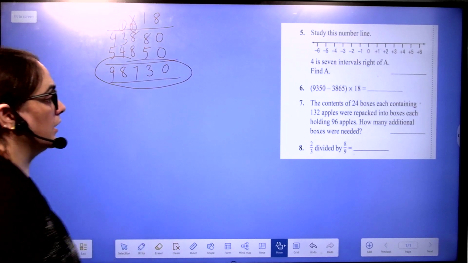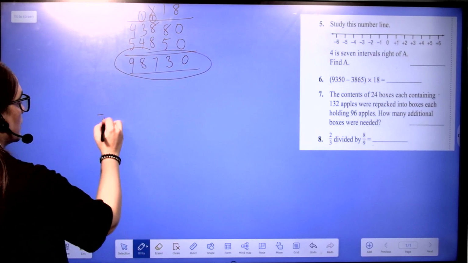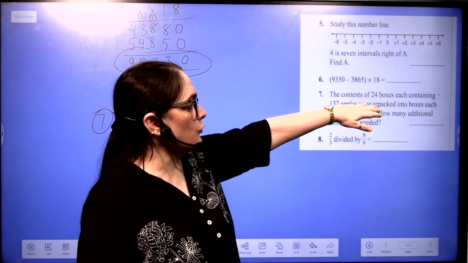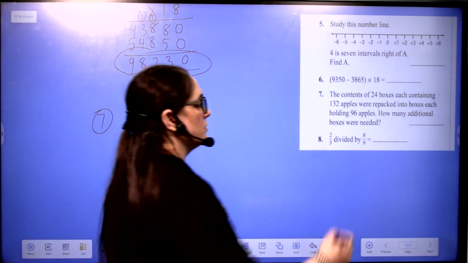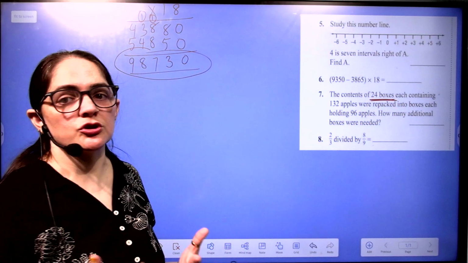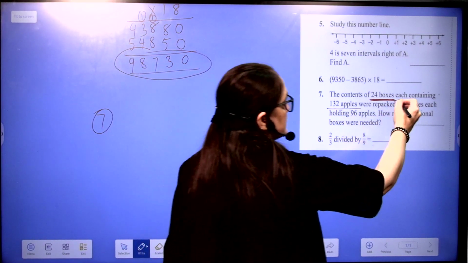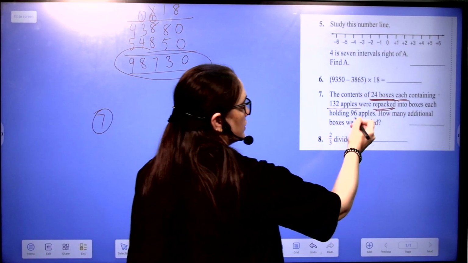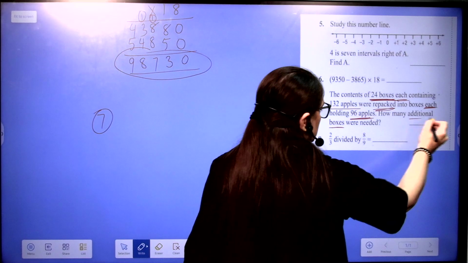Okay. Now it's time to solve question 7. Let's see what question 7 is. The contents of 24 boxes, each containing 132 apples. So first you have to underline whatever is given to you. That helps you understand what's going on. 132 apples in each of 24 boxes were repacked into boxes each holding 96 apples. How many additional boxes are needed?